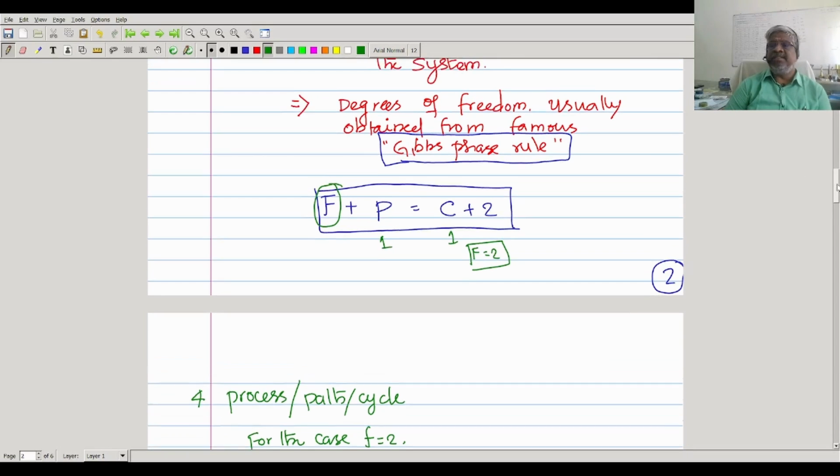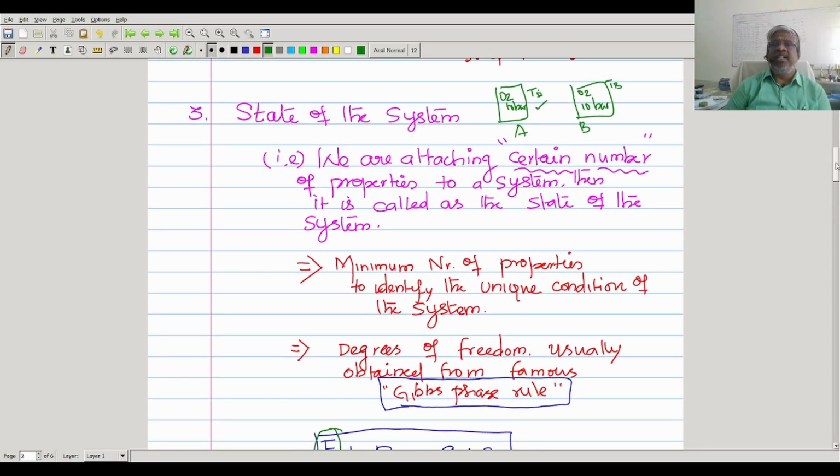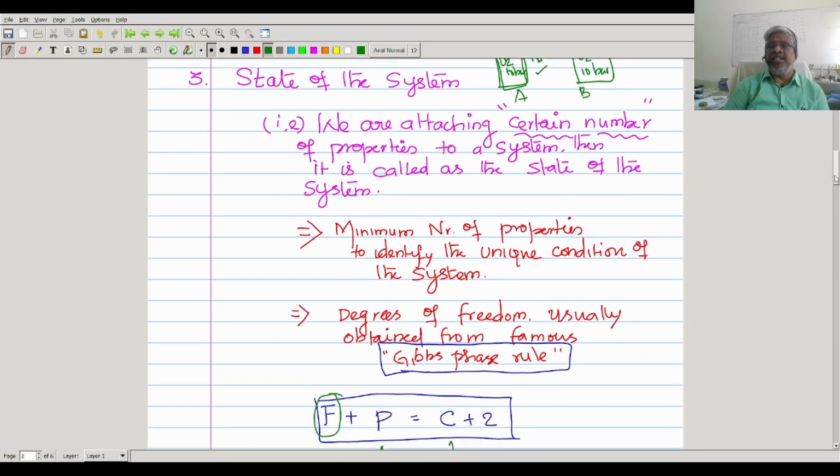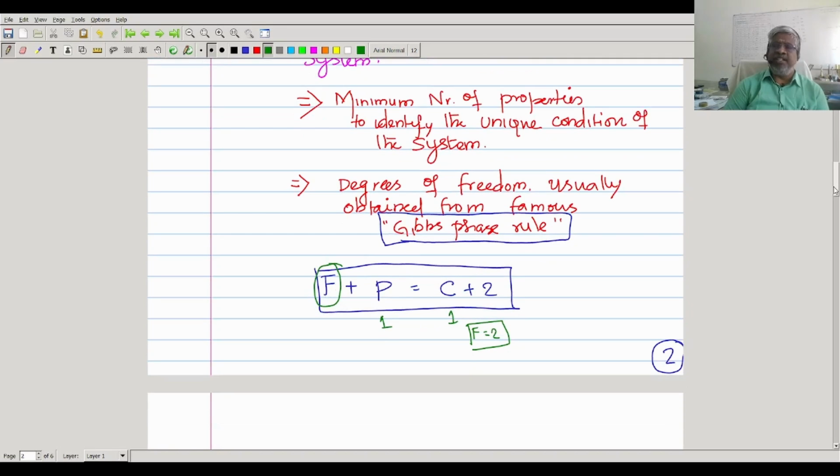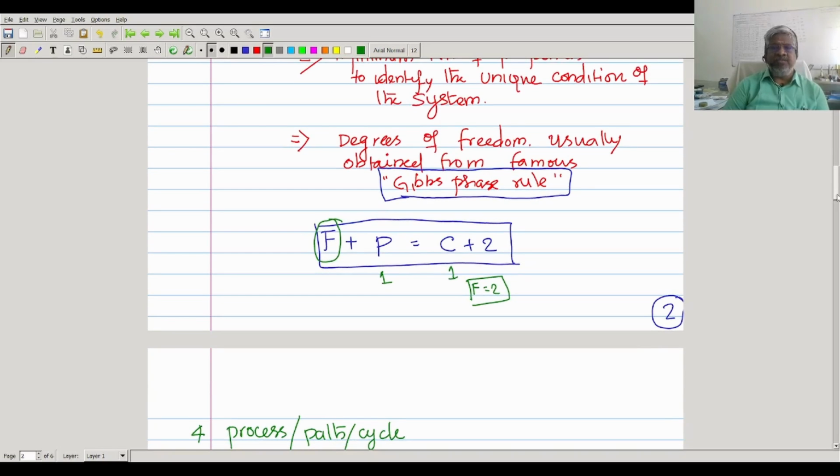Here, my system is nothing but oxygen of certain mass. This is my system. So now, to define the state of that particular system, I require two properties, either pressure and temperature, or temperature and volume, anything for that matter. If you define the temperature and volume, you can calculate the pressure. Or if you define the temperature and pressure, you can calculate the volume. Or if you define pressure and volume, you can calculate the temperature. Once you know the PVT, then all other properties can easily be calculated. So that is what the state of the system is.